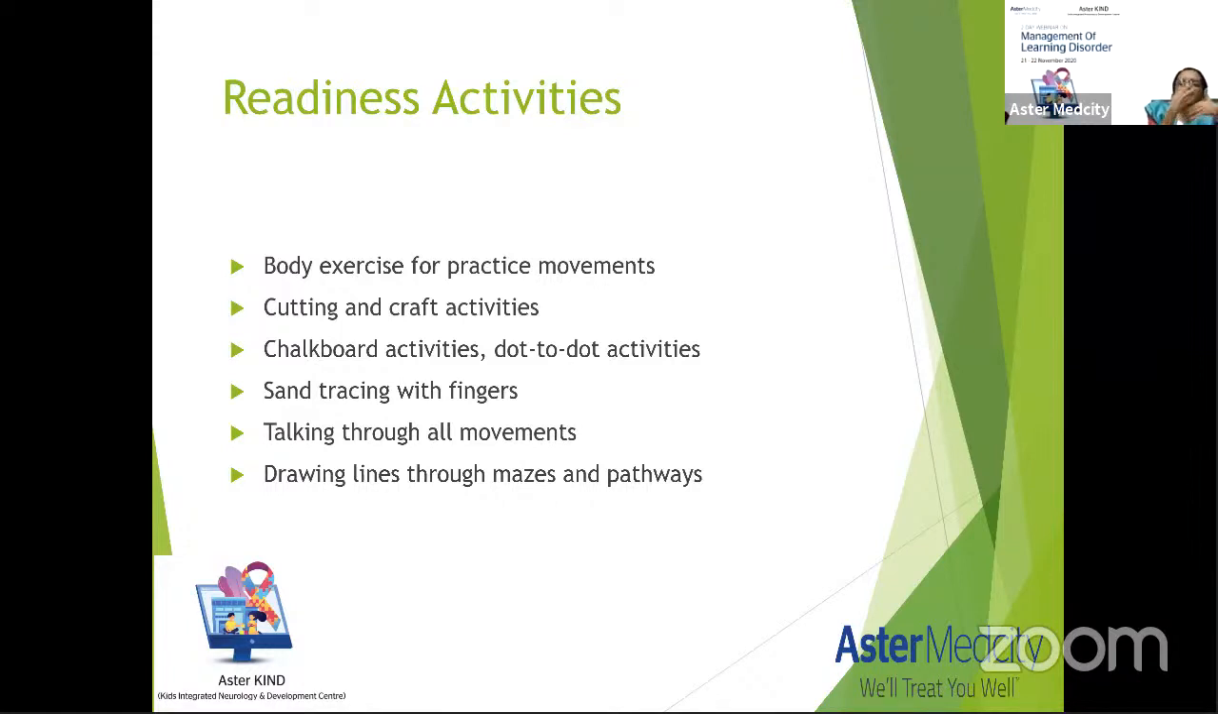So give them maximum readiness activities like whole body exercises, fine motor skill exercises, gross motor skill exercises. I think Anju will say that. So cutting and crafting activities, chalk, give them a slate to write, give them crayons to write, sand tracing is there, sand writing is there, talking through movement: go up, go down, and then a line. So talking through movement, draw mazes, draw lines, and ask them to color in between. So drawing lines through mazes and pathways.